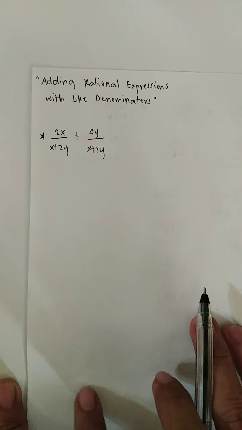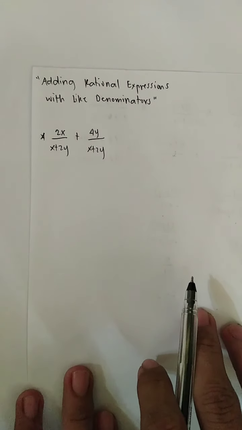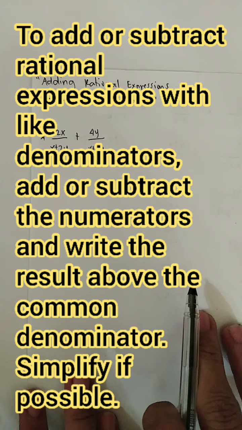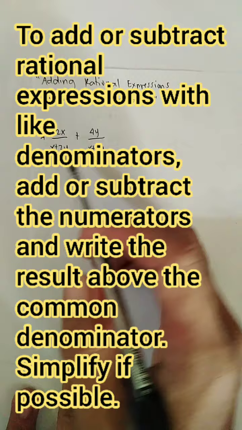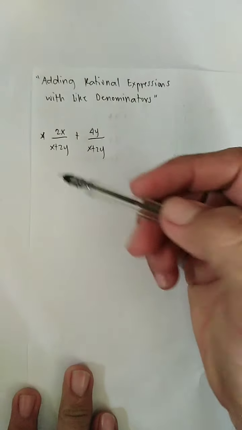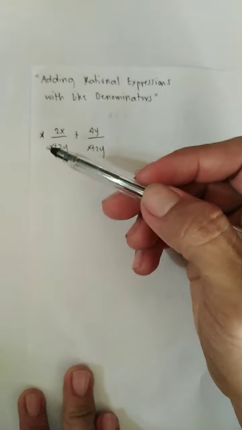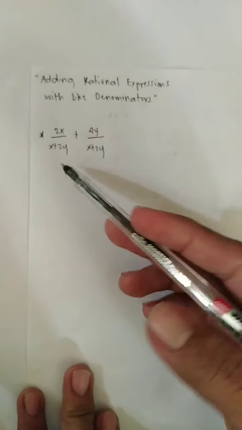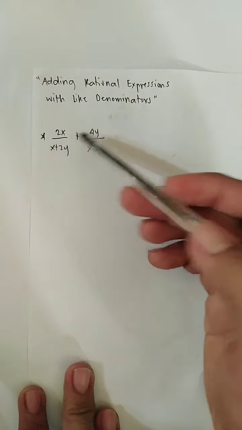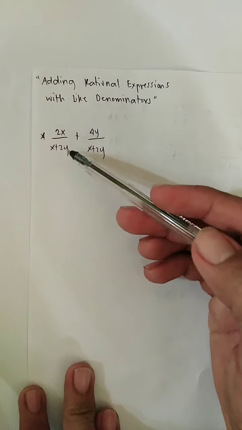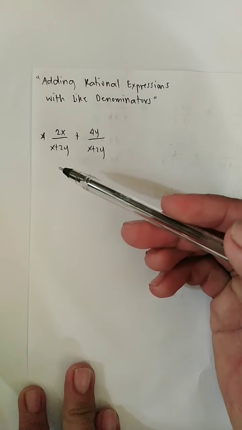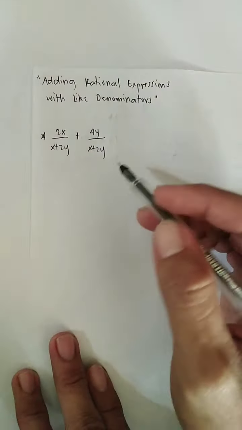Let us not forget that to add or subtract rational expressions with like denominators, add or subtract directly the numerators and then copy the denominator. When you add rational expressions with the same denominator, just add the numerators directly, just like adding rational numbers, and then copy the denominator. Then don't forget to simplify the result if possible.